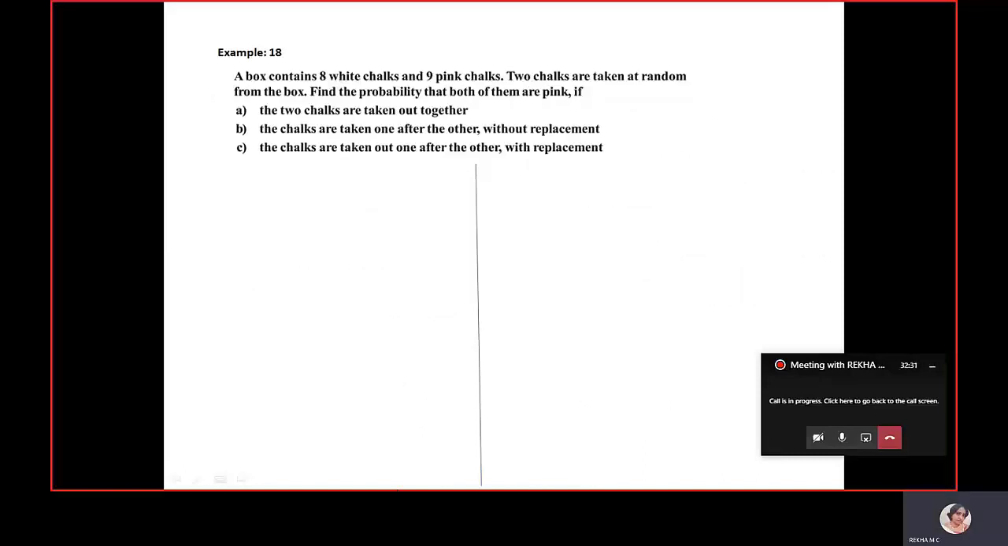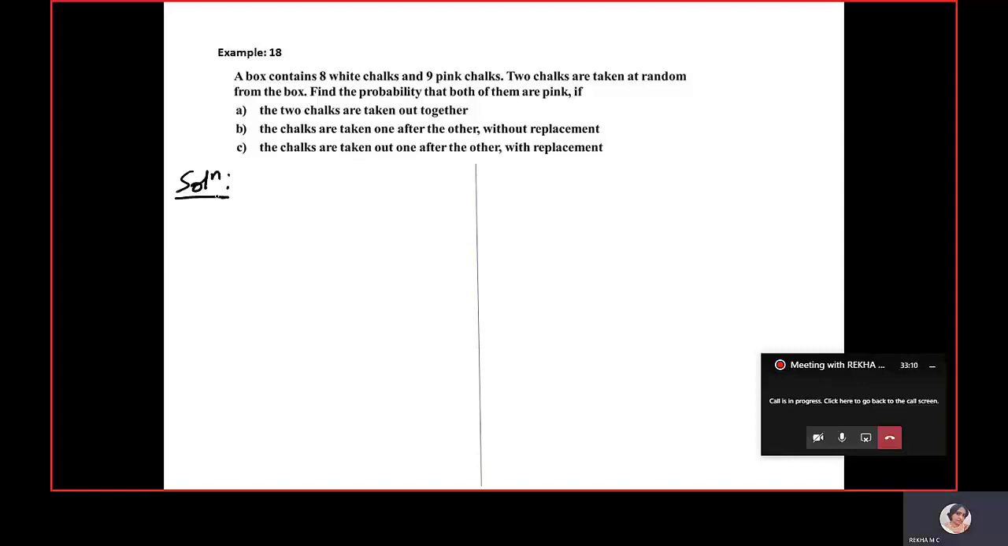Next question. A box contains 8 white chalks and 9 pink chalks. 2 chalks are taken at random from the box. Find the probability that both of them are pink if, subquestion A, the 2 chalks are taken out together. Subquestion B, the chalks are taken one after the other without replacement. Subquestion C, the chalks are taken out one after the other with replacement.